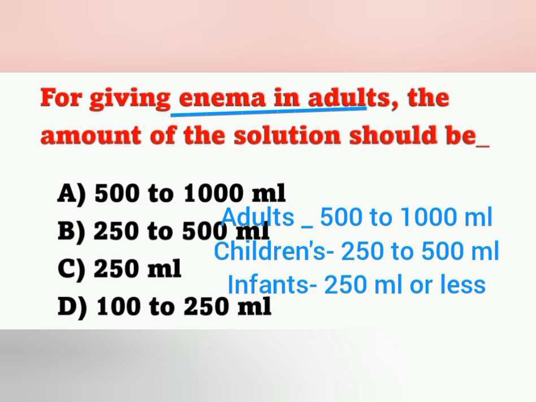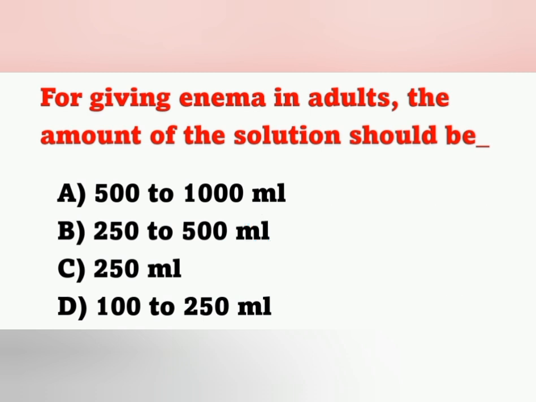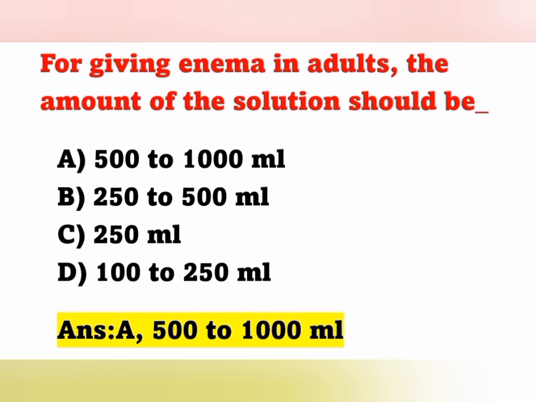For adults, the amount of enema solution is 500 to 1000 ml. For children, it is 250 to 500 ml. For infants, it is 250 ml or less than 250 ml, usually up to 18 months. At 1.5 years, 50 to 200 ml is given. So the answer is 500 to 1000 ml for adults. Option A is the correct answer. Move on to the next question.